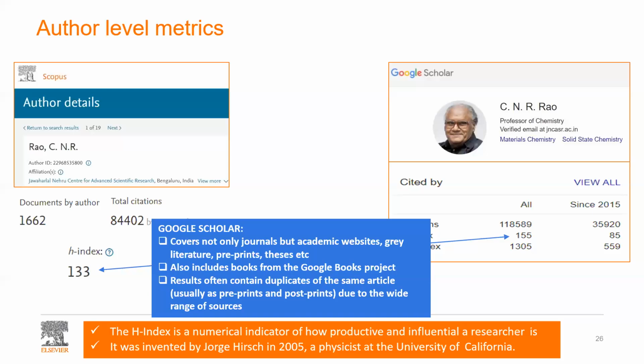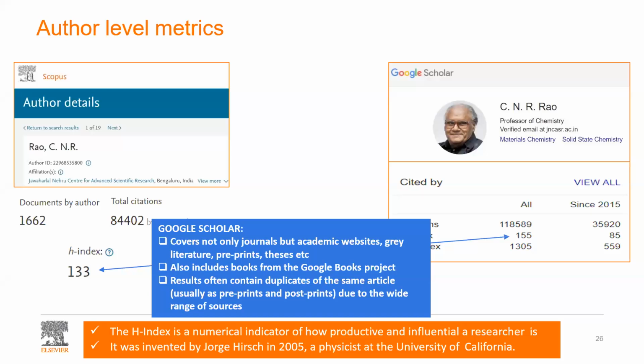Now, why this difference? Because Google Scholar not only considers the journals, but it also considers the academic websites, the grey literature, the preprints and postprints, and theses as well. And because of that, duplication of content happens, and you will always have a higher Google Scholar H-index as compared to the Scopus H-index. Now, the question comes, which you should consider. Both are correct on their part. You can have Google Scholar also, and you can have Scopus also, because both help.